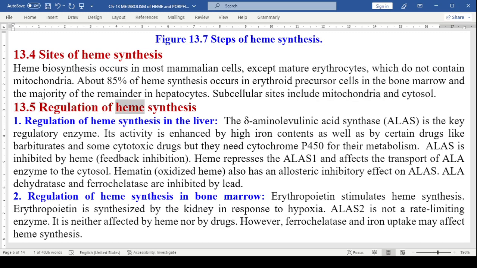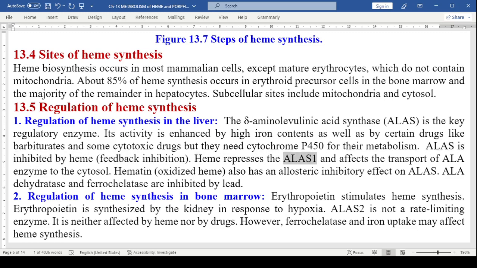13.5 Regulation of heme synthesis. 1. Regulation of heme synthesis in the liver. The delta-aminolevulinic acid synthase, ALAS, is the key regulatory enzyme. Its activity is enhanced by high iron contents as well as by certain drugs like barbiturates and some cytotoxic drugs, but they need cytochrome P450 for their metabolism. ALAS is inhibited by heme feedback inhibition.